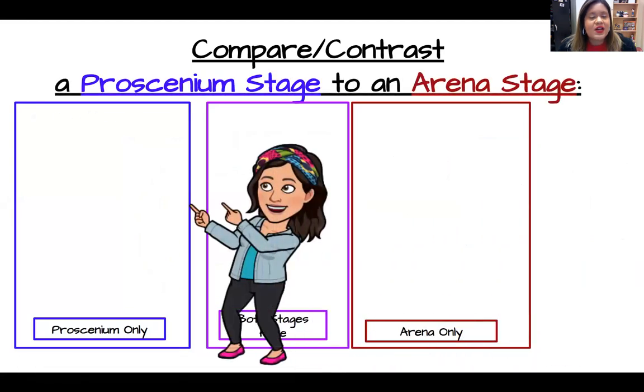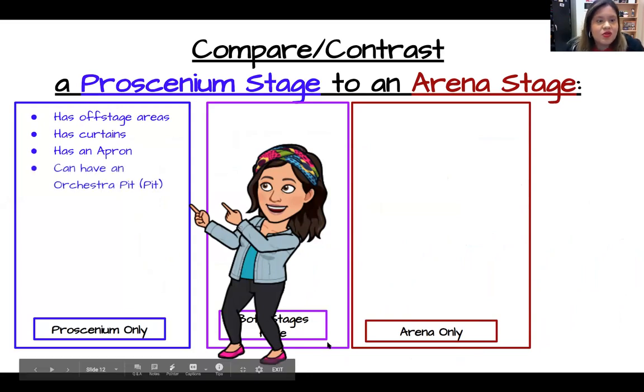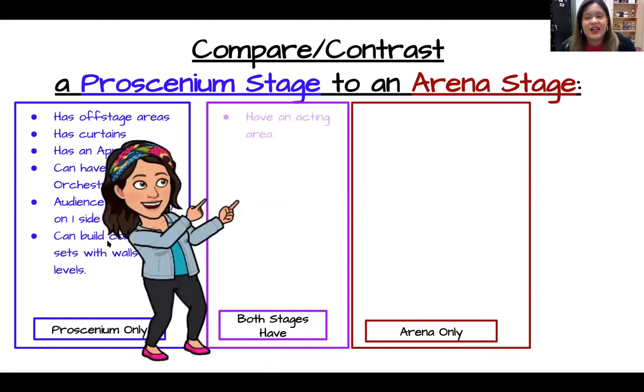And so now we're going to compare our main type of stage, proscenium style, to an arena. So as it's loading, think about that. What do arena stages have in common with prosceniums? So we already know a proscenium has the offstage areas, the curtains, apron, pit, audience on one side. And also, you can usually get really complex with your set. Let's talk about what they have in common.